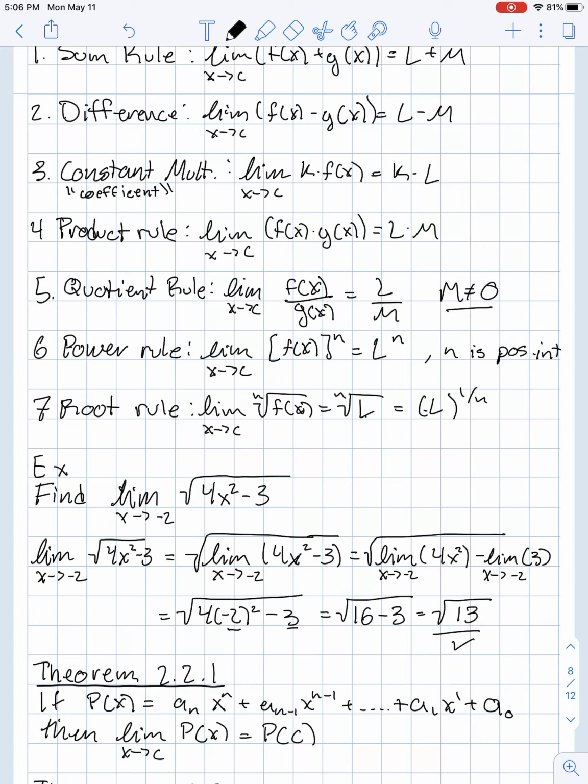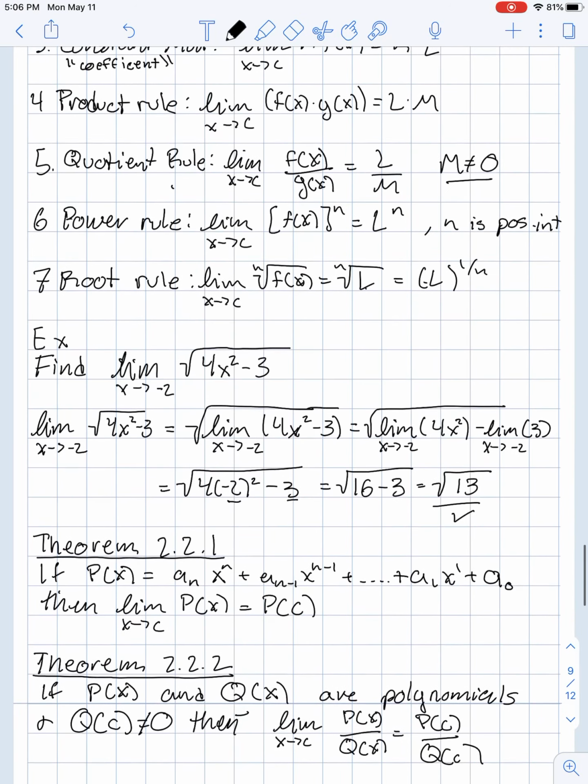So I can also then combine this theorem and the quotient rule, and I can get this next theorem. So if p of x and q of x are polynomials, and q of c does not equal 0, then the limit of p of x divided by q of x as x approaches c is just going to equal p of c divided by q of c. This is really useful. A lot of limit problems you'll see are usually quotient ones.